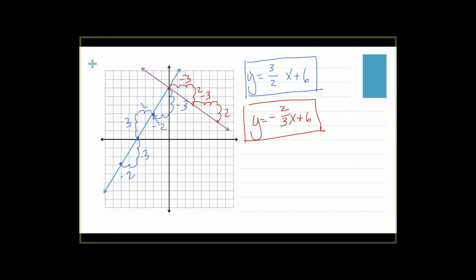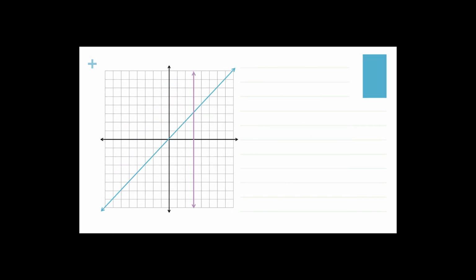What do you notice about my lines? They're perpendicular. So my slopes are opposite reciprocals. I just wanted to drive that point home again too. Okay, let's try one more.